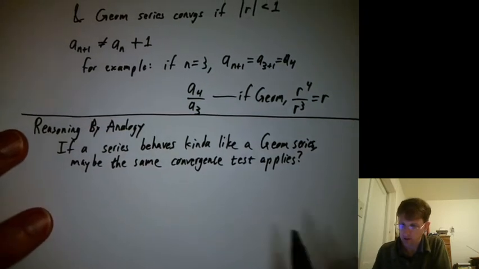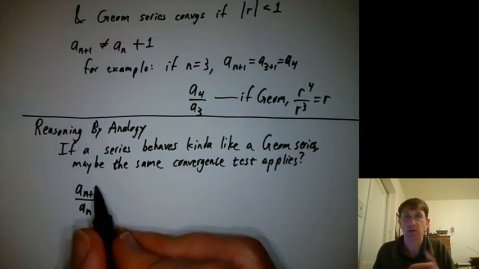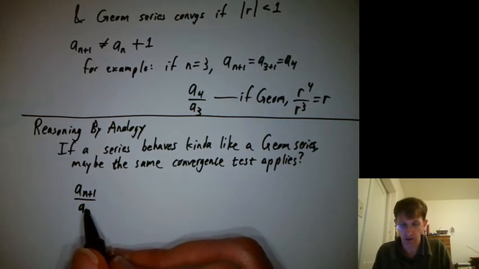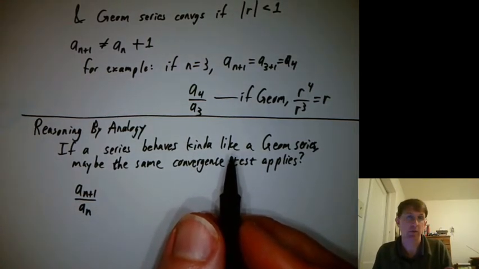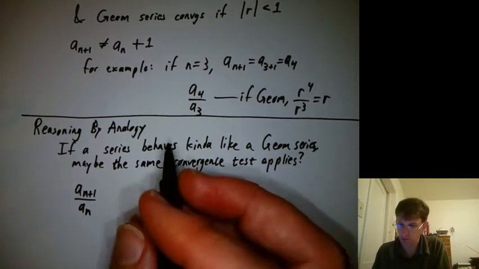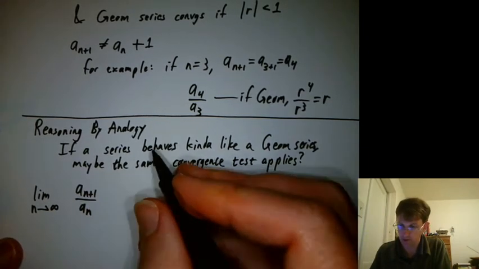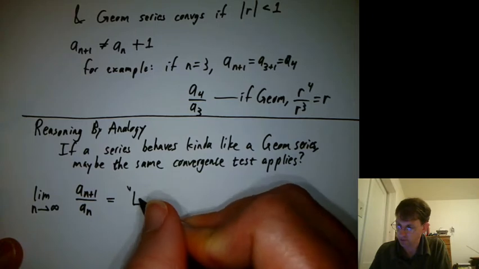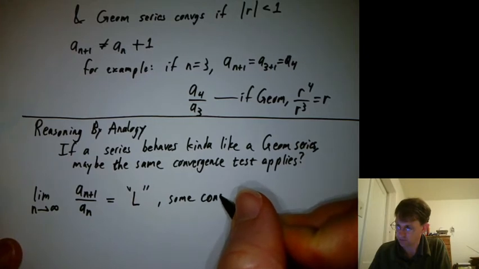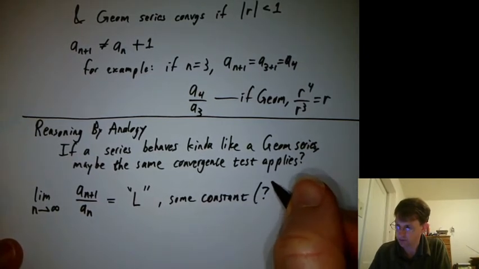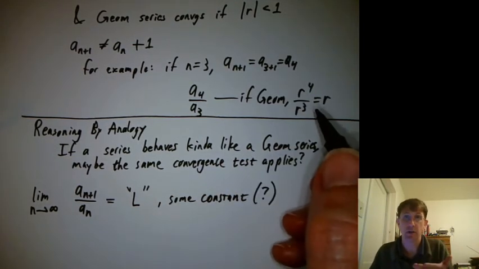So what would that mean? We'd be taking a sub n plus 1 over a sub n. For a geometric series, that would always be the same value. It would always be r. But maybe in the long run, for large values of n, for some other series, it would be pretty much the same thing from term to term. So we take the limit as n goes to infinity of that fraction. Let's say that's some number, we'll call it L, which we would hope is some constant. That's basically the same as r. If the series is geometric, then it's exactly r.